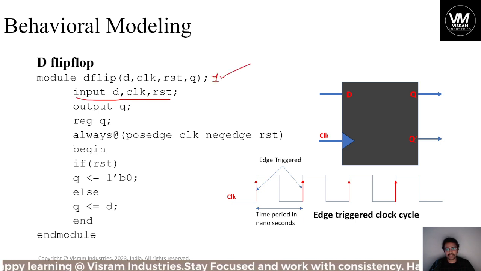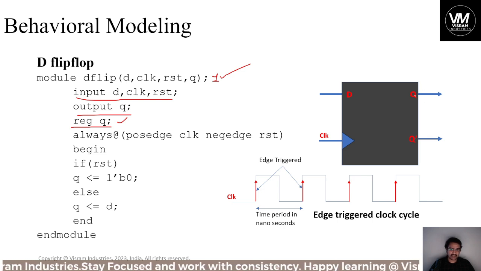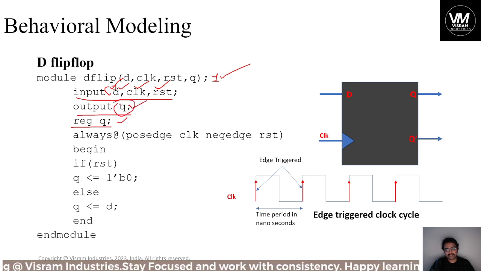Second part: input D, clock, reset, output Q, register Q. What are all the outputs available? Those are registers. And what are all the inputs available? Those are wires. We don't want to mention they are wires because those are single bit inputs. Hence we didn't declare any size for them. It is a single bit. So 1 bit at a time, clock and reset are 1 pulse or 1 bit at a time. Output is also a single output because it follows the D.